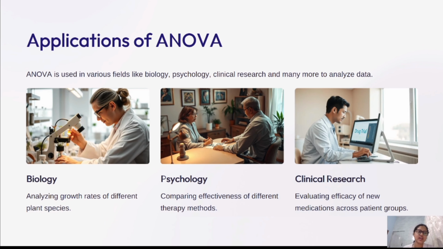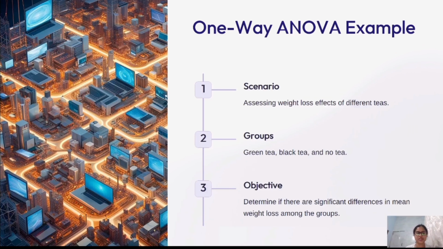Applications of ANOVA. ANOVA is used in various fields like biology, psychology, clinical research, and many more to analyze data. In biology, analyzing growth rates of different plant species; in psychology, comparing effectiveness of different therapy methods; and in clinical research, it helps in evaluating efficiency of new medications across patient groups.